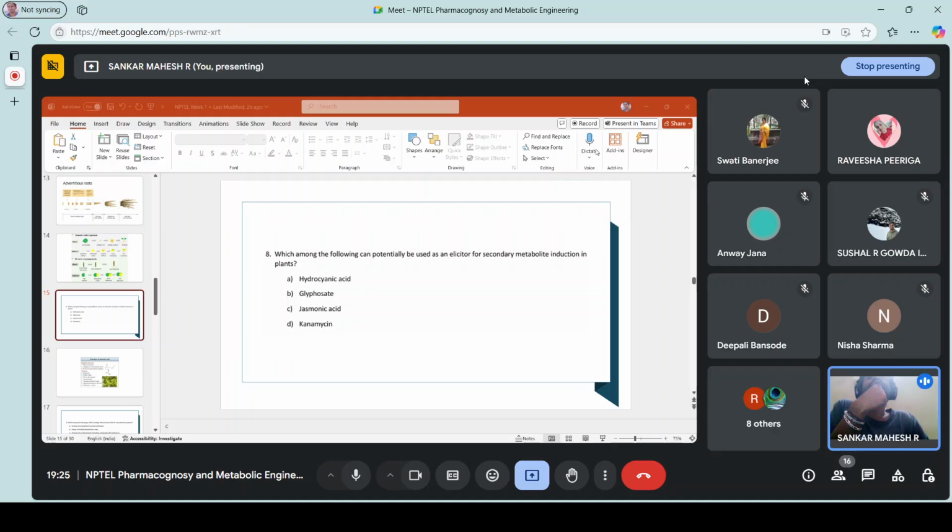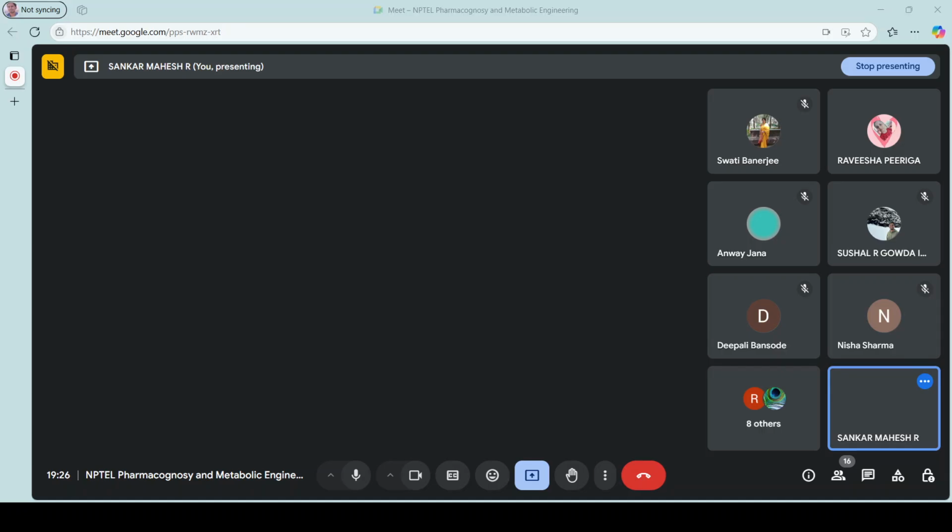Right. So the reason for application of these, for example kanamycin or glyphosate or hydrocyanic acid, is that they would prevent pests or herbicides from affecting your plants. So they do not elicit a response from the plants, but rather they would directly act on the pests that are trying to encroach on the plants. Whereas jasmonic acid is an elicitor for secondary metabolite induction. And this is how jasmonic acid looks. It has various functions that have been mentioned here.